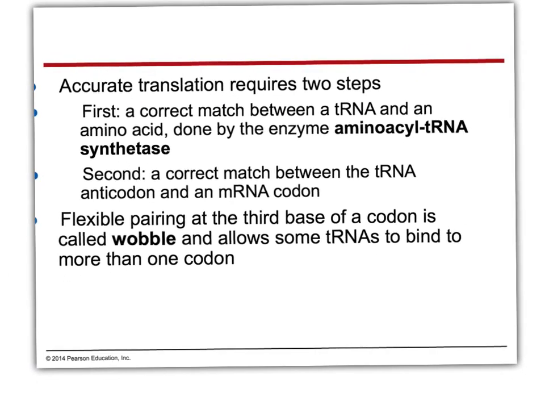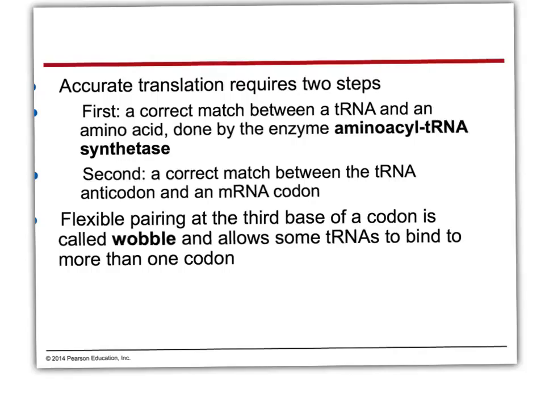Now, accurate translation. To make sure that the right amino acid is being called upon by the correct codon, two things have to occur. Number one, the correct amino acid has to be attached to the right transfer RNA. So we want to make sure that if this is the anticodon for proline, we need to attach a proline to that tRNA, okay? And then second is the anticodon-codon recognition, the correct match between the tRNA and the mRNA.